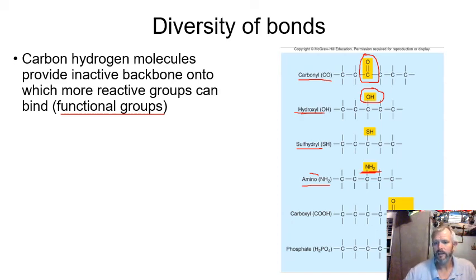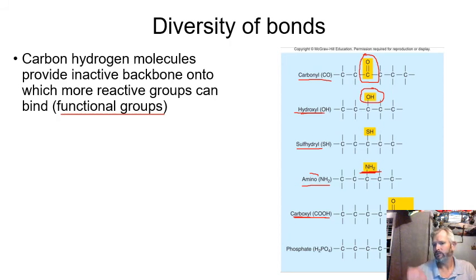Carboxyl acid, see, double bonded here, another O there. Okay, that carboxyl usually contains our organic acid, that carbonic acid that we talked about. That H2CO3 has our carboxyl reactive group, making it an organic acid.